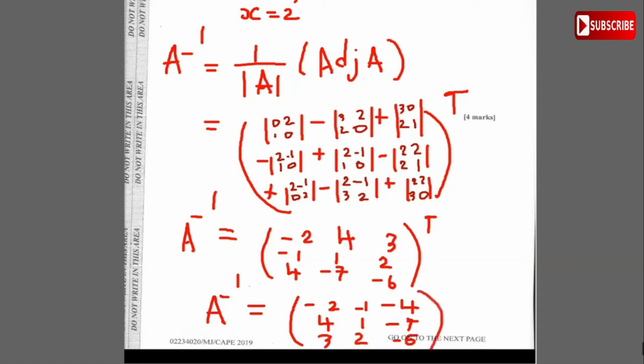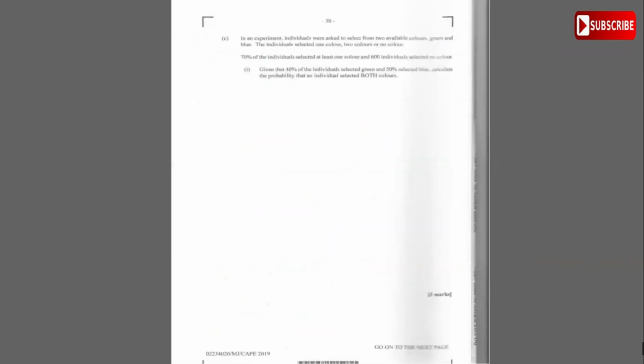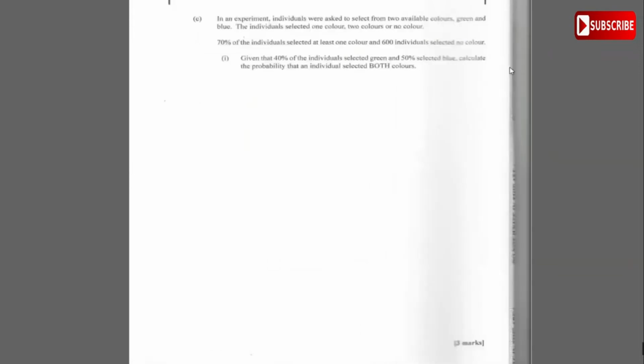Okay, continuing right along. Part C. Part C says, in an experiment, individuals were asked to select from 2 available colors, green and blue. Each individual selected 1 color, 2 colors, or no colors. 70% of the individuals selected 1 color, 600 individuals selected no color.